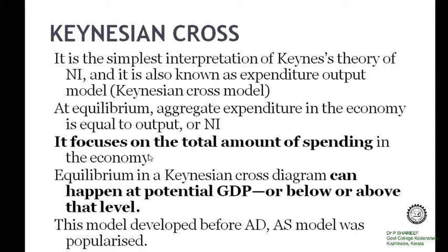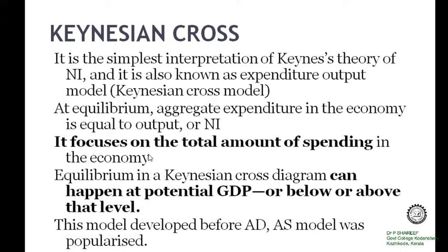Hi friends, now we can discuss the Keynesian cross model. It is the simplest interpretation of Keynes' theory of national income. It is also known as the expenditure output model. According to Keynes, the level of equilibrium in an economy is determined by aggregate expenditures in the economy. At the equilibrium position, aggregate expenditure in the economy is equal to the aggregate output or national income.